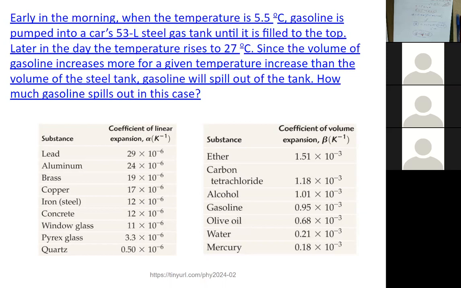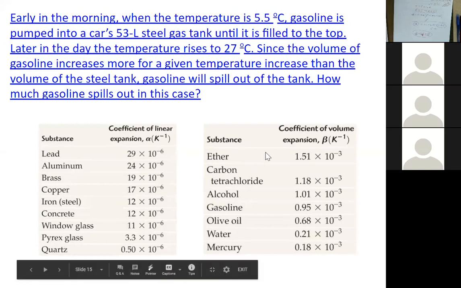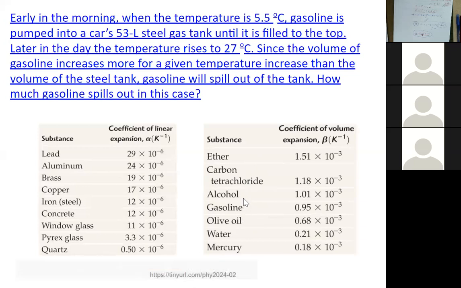Now, there are two tables here. We saw one table before, and these are all solids. When you have liquids, just compare the numbers and you'll figure that liquids actually expand more than solids. Solid is like 10 to the minus 6, but liquid is on the order of 10 to the minus 3. So most liquids will expand more than solids if their original volume is the same, they start at the same temperature, or the temperature change is the same.